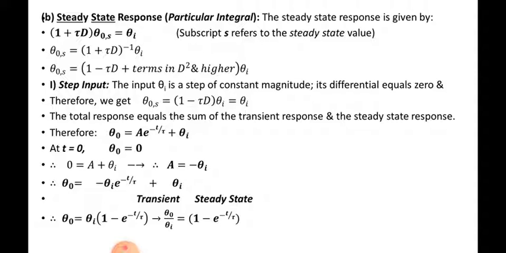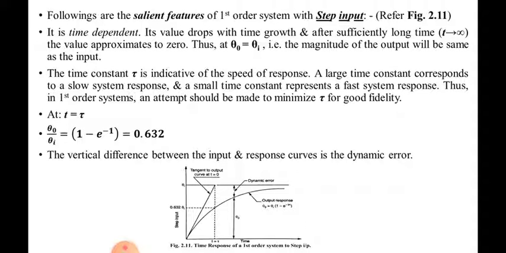Theta 0 equals minus theta I e raised to minus t by tau plus theta I, the transient response and steady state. Therefore theta 0 equals theta I (1 minus e raised to minus t by tau). Here again the cross multiplication is done: theta 0 by theta I equals 1 minus e raised to minus t by tau. So this is the derived relation for the transient and steady state response. Then the following are the salient features of a first order system.